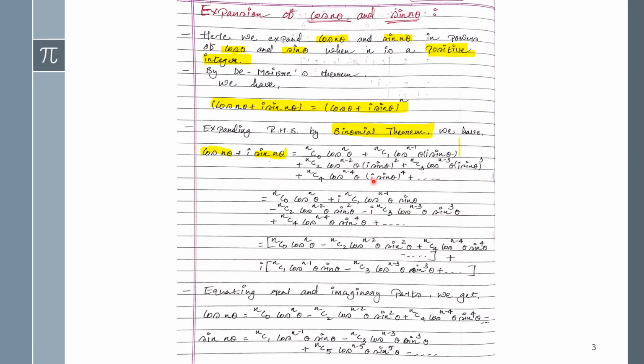Here it will be i raised to 4, which we can split as i square into i square, and i square means -1. So -1 into -1, that will be +1. So this one term I have written here.